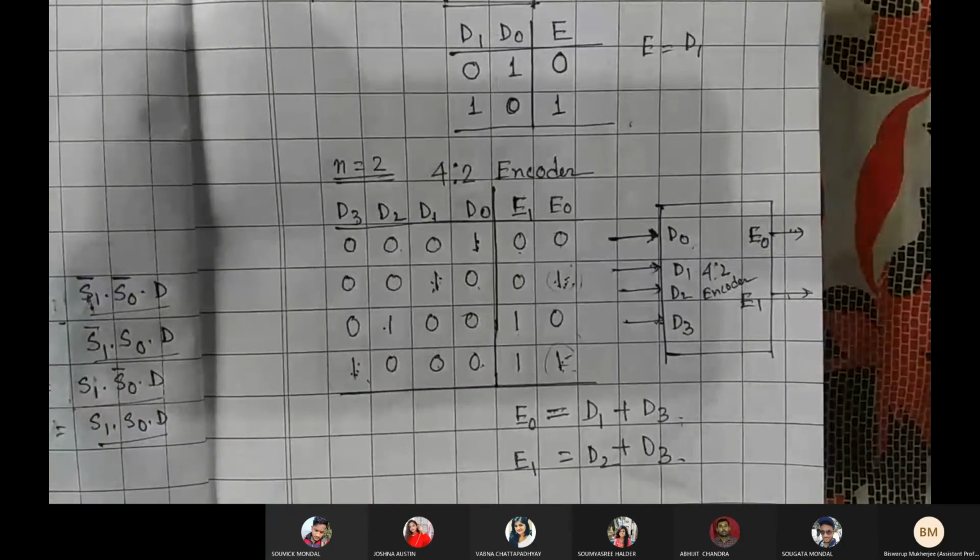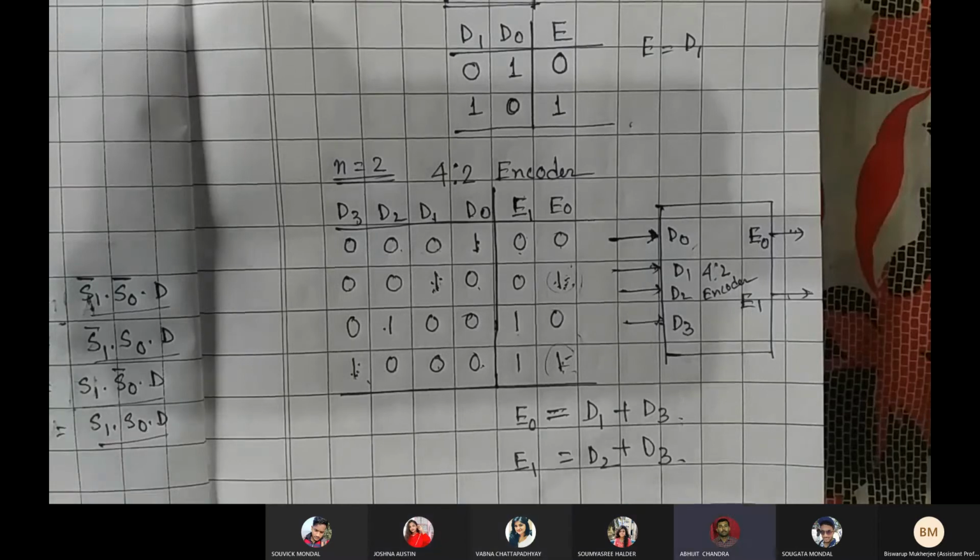Any query for this? We'll be discussing the 8:3 encoder in our next class next week. Any query for this? Is that clear? Yes, sir. Okay. For everybody, it is clear? Yes, sir.